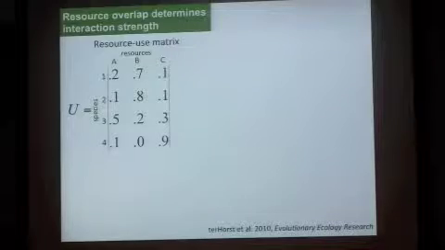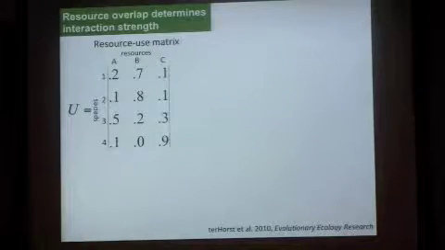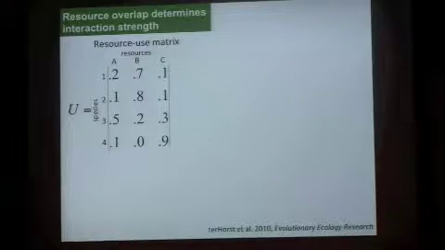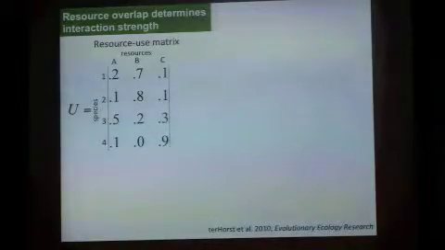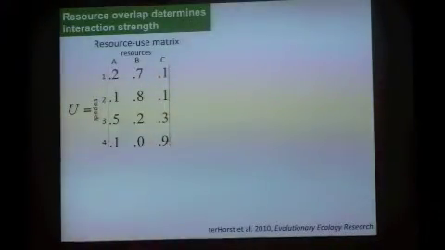So we created this model just to model that dynamic and see when and how each of those pathways might occur. The math is pretty simple, so I'll just walk you through it a little bit. We start with this U matrix that describes the use of, in this case, 3 different resources by 4 different species. Species 1 is using 70% of resource B, 20% of resource A, and 10% of resource C. So we can describe the resource use of each species.